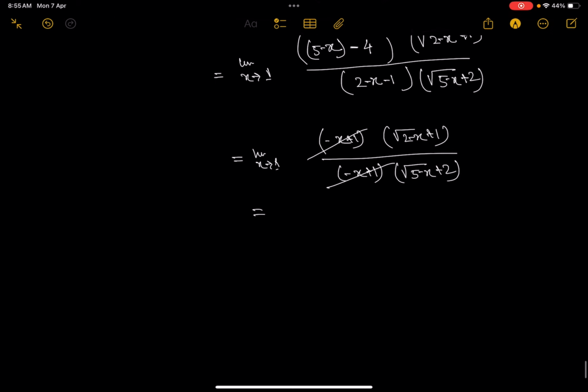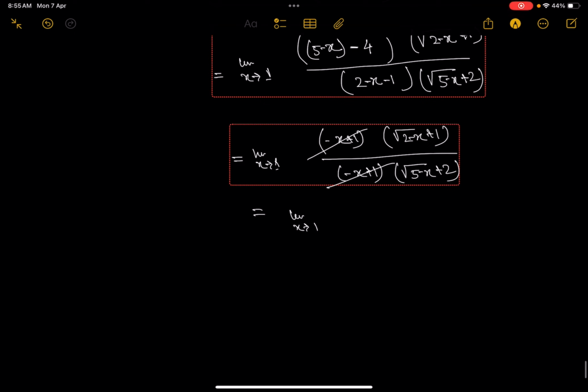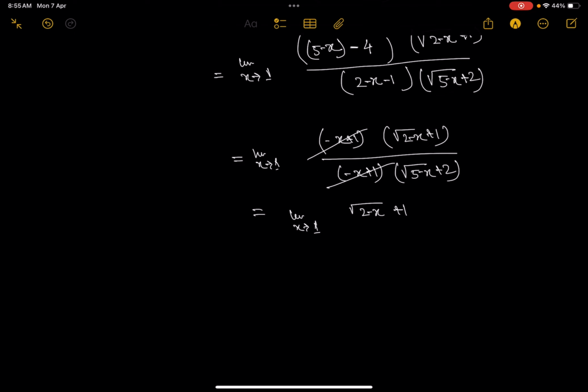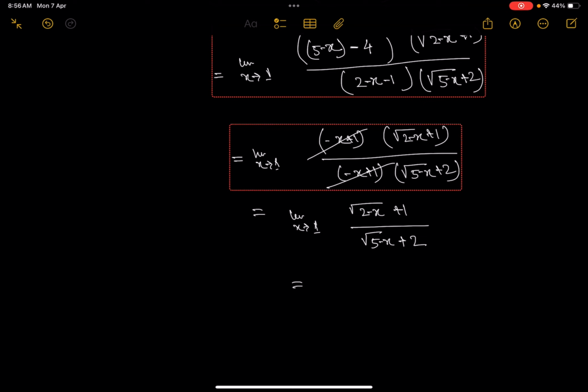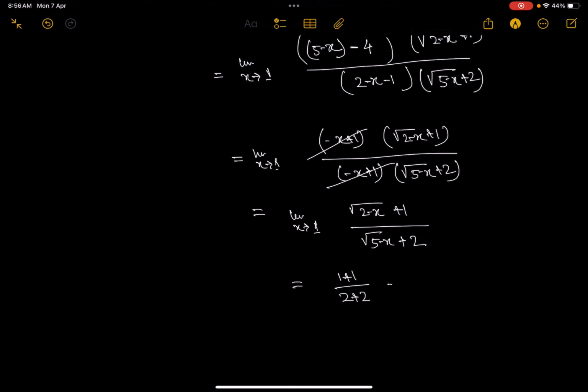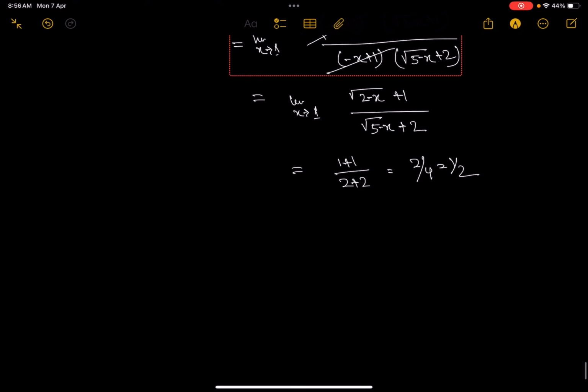So what is the value? The value is limit x tends to 1, root of 2 minus x plus 1 over root of 5 minus x plus 2. We take it by putting the value 1. This is not 0 by 0 form, because 1 plus 1 is 2, and 5 minus 1 is 4, square root of 4 is 2. So this is 1 plus 1 by 2 plus 2, this is 2 by 4, this goes to 1 by 2. This is the final answer.